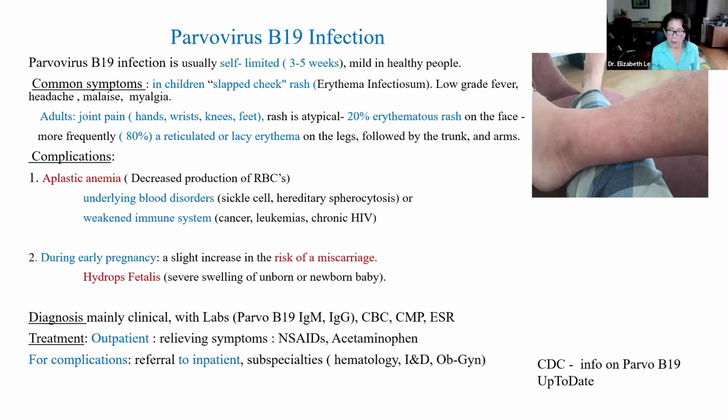But for complications like aplastic anemia or early pregnancy along with parvovirus B19 infection, it is safer to refer the patient to the hospital, to be inpatient and have subspecialty consultation, like hematology if the patient has sickle cell or hereditary spherocytosis problem, infectious disease, and OBGYN if the patient is pregnant. Next slide.